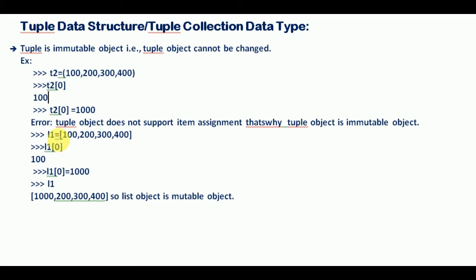Now if we talk about the list, here we have list L1, and we check the 0th element of the list, which is 100. Now if we change the 0th value 100 to 1000, the existing list changes. So a list is a mutable object in which values can be changed or modified.